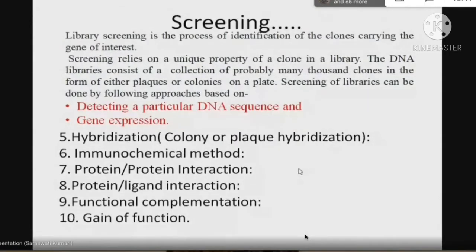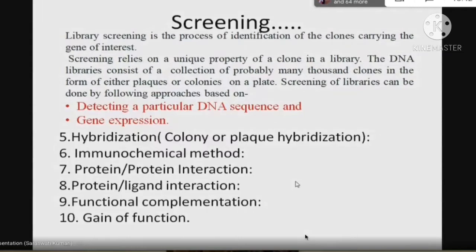Blotting, we can add that colony on the membrane, so that colony must have protein against that gene, and we have antibody, so we can check their presence. So one of the methods is the immunochemical method to screen the genomic library, provided we must have antibody against that protein, then we can perform immunochemical methods.